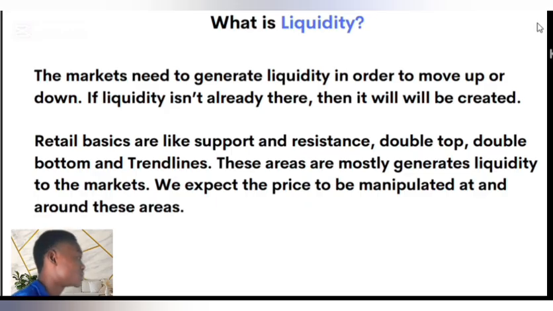You understand? Let me read it out completely for you guys here. Retail basics are like support and resistance, double top, double bottom, and trade line. This area mostly generates liquidity for the market. We expect the price to be manipulated at and around this area. You understand what it means? When you come to the forex market, they will teach you double bottom, double top. All those areas are liquidity. Understand? Price often manipulates them in order to move to the direction it needs to.